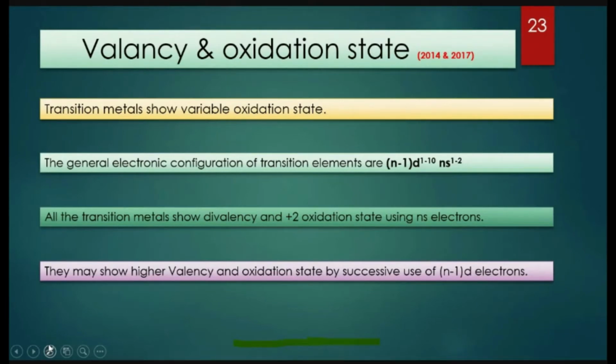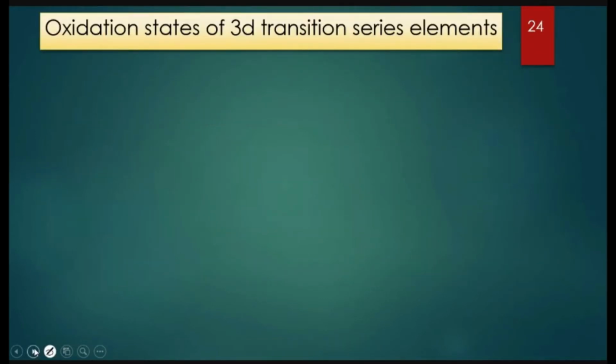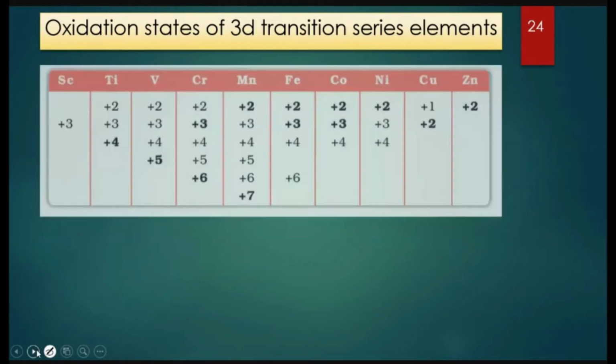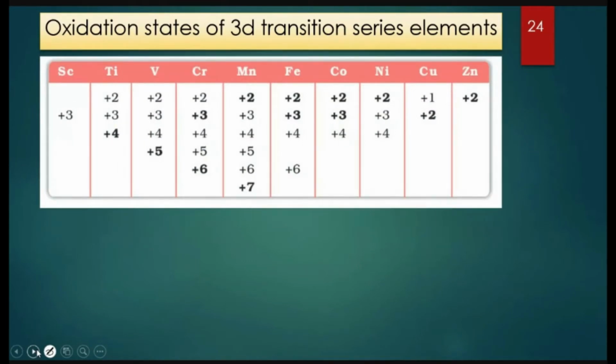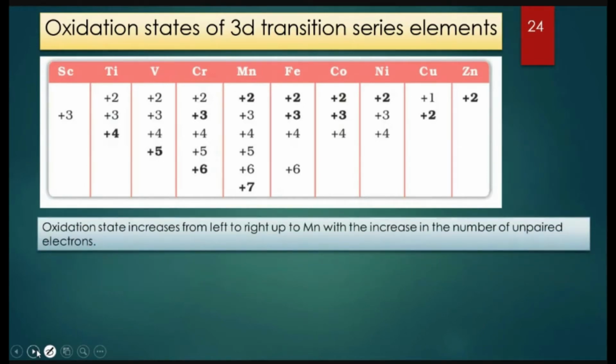Then after losing the electrons from outermost s orbital, there are electrons in the inner d orbital which they can lose so as to increase their valency as well as the oxidation state. Now, oxidation states of 3d transition series of elements. Here you can see the oxidation states of first transition series of elements, which starts from scandium and ends with zinc. Here we can infer, oxidation state increases from left to right up to manganese with the increase in the number of unpaired electrons.